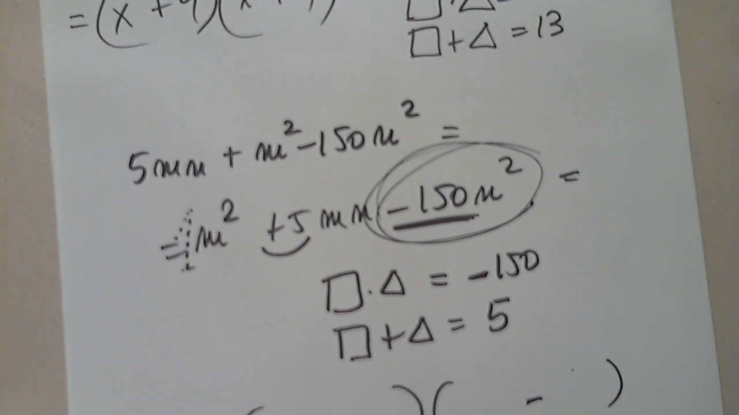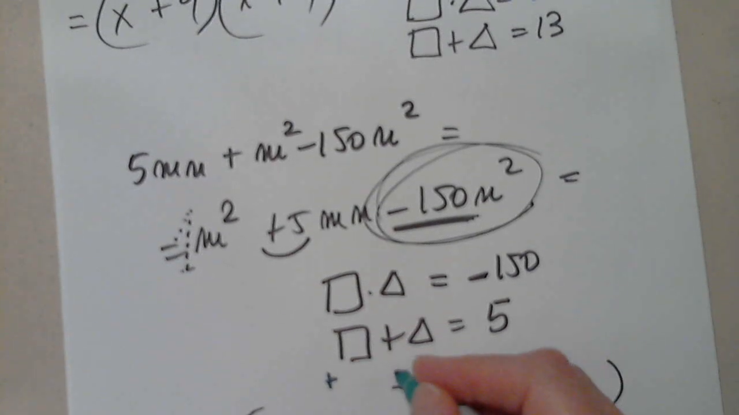Can anyone come up with two numbers whose product is negative 150 and whose sum is 5? And of course, one has to be positive and one has to be negative.